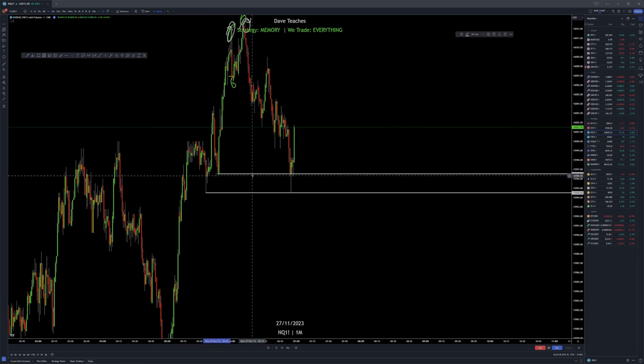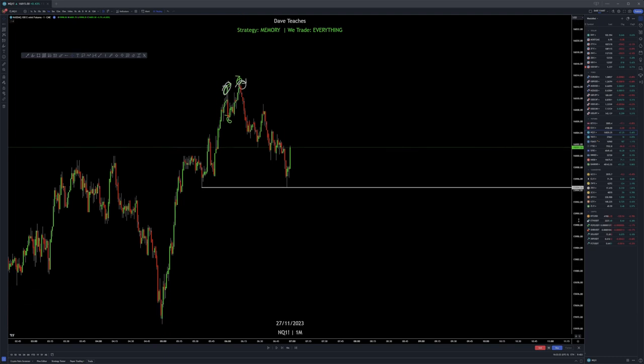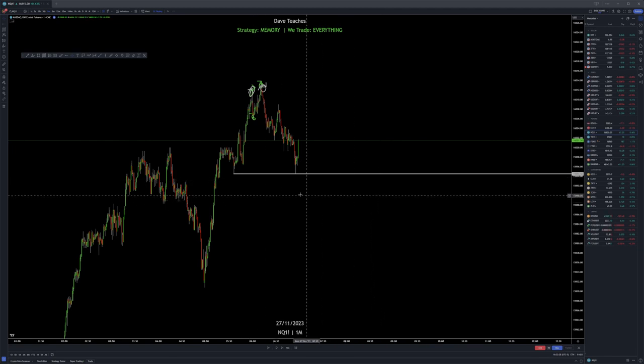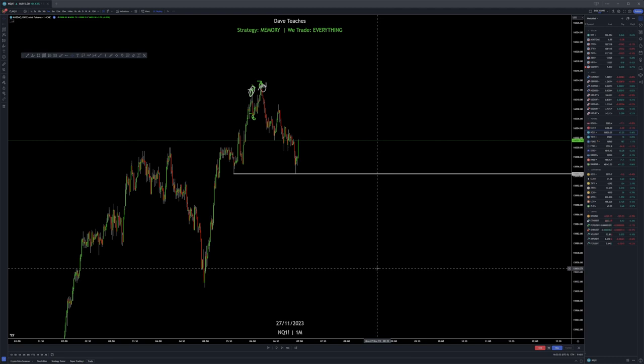Let me just take this off. Hold on. So there's a move shooting back up into the range. With this here, would anybody be considering going long?